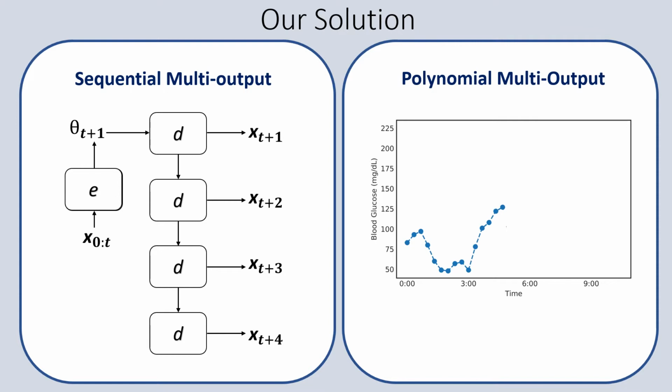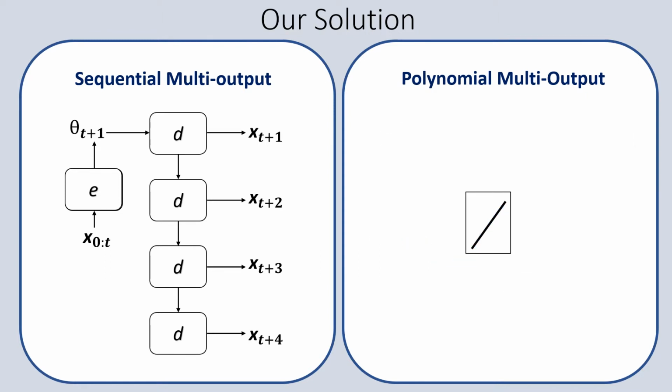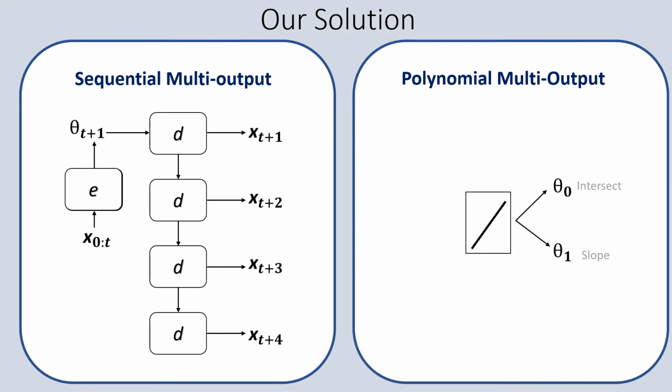In our second approach, we approximate the output window using a polynomial function. Here, we show a degree 1 polynomial. This function is uniquely determined by two parameters, an intercept and a slope. Instead of predicting the signal values, our polynomial multi-output model predicts these parameters, breaking the temporal dependencies between outputs.